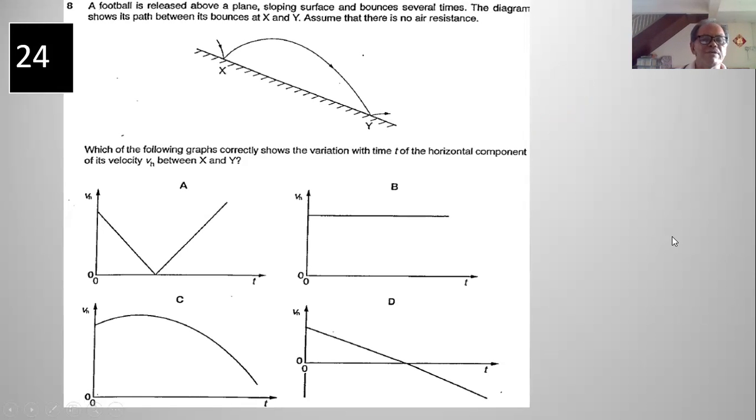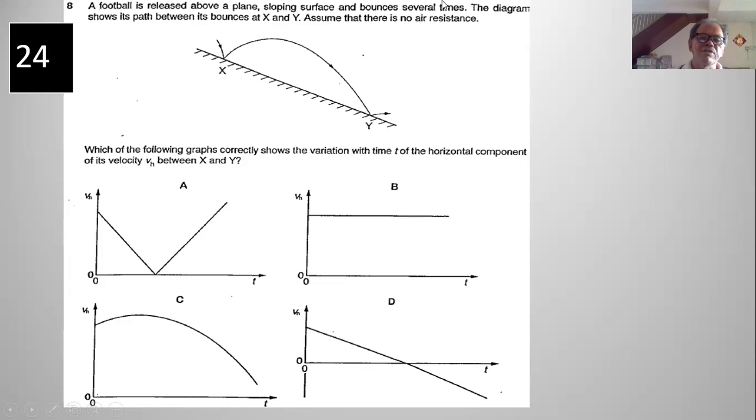Okay, let's try some of the past year questions. A football is released above a sloping surface, and it bounces several times. The diagram shows a path between the bounce at X and Y, which is one of the bounces.